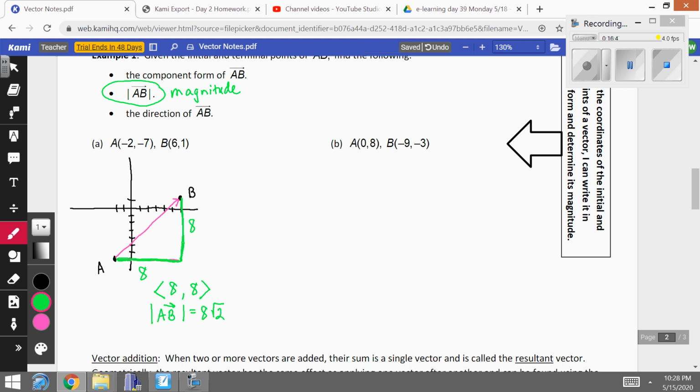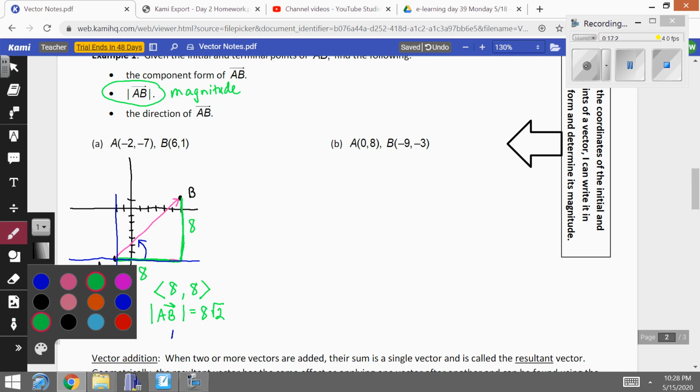Now you can do trig to find out the direction. It's not in standard position, but if I kind of thought about it in standard position, again, it's what's called a free vector. It can be anywhere on your coordinate axes, and all the other stuff, the component form, magnitude, and direction, are all the same. So that's why I'm kind of thinking of it that way. We want to know this angle right here, and we actually already know it. We don't even have to do any work. If you were to do work, you could do the inverse tangent of 8 over 8 or the inverse tangent of 1, which is 45 degrees.